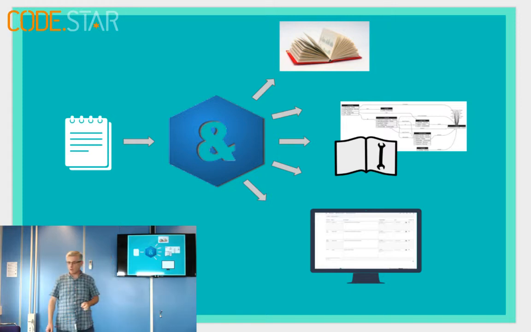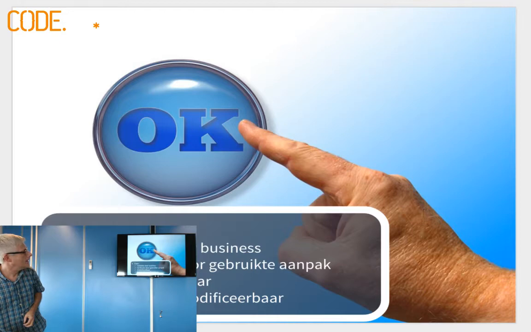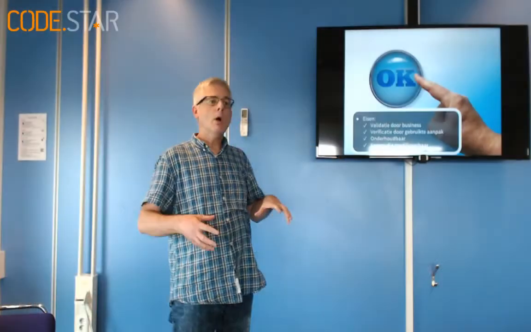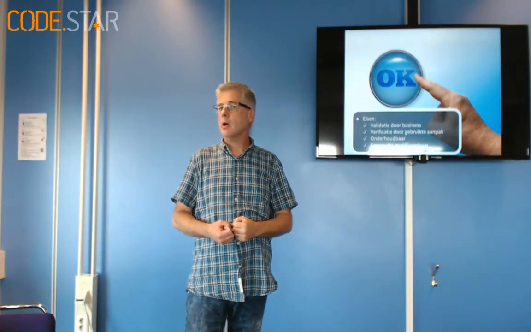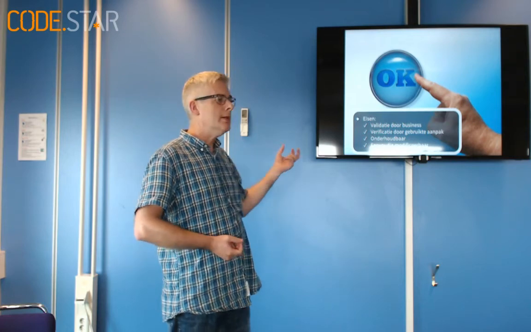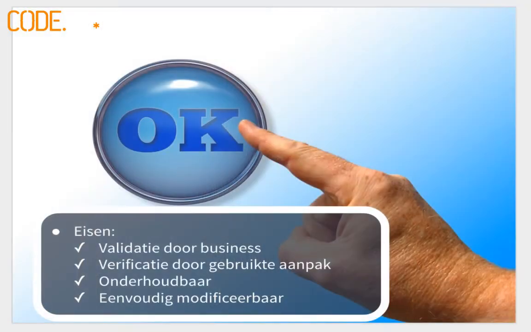So, enough about Ampersand, I think. As I said, quality is key. To achieve this, we have requirements. We need it to be possible for the business to validate the model. We have that through the document and of course the prototype.